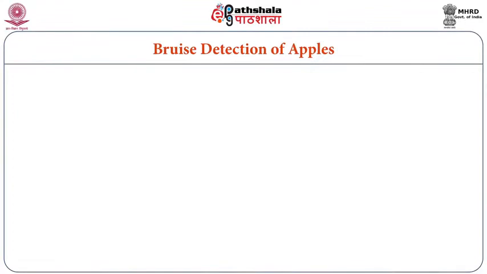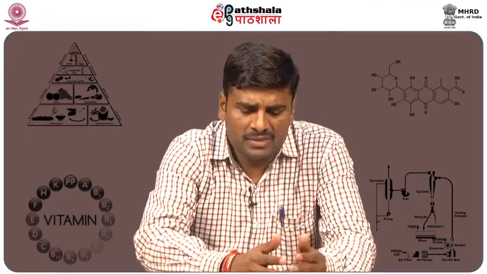and bruise detection of apple. Because of the handling system during post harvesting of fruits or vegetables, there may be damage because of our harvesting equipment, or because sometimes fruits may fall from the plant to the land. Small bruises may happen because of handling equipment, harvesting equipment, or handling.